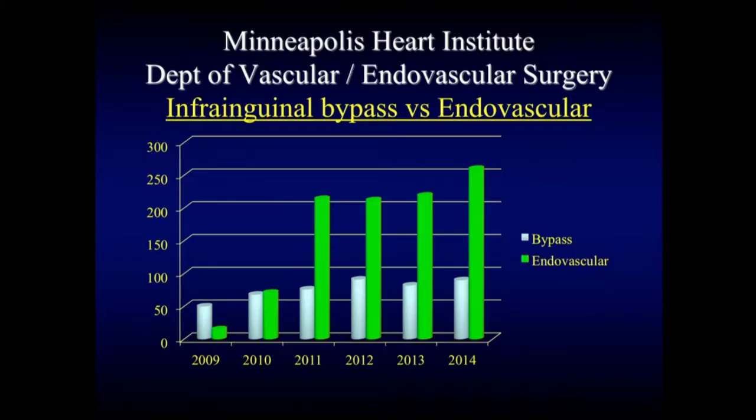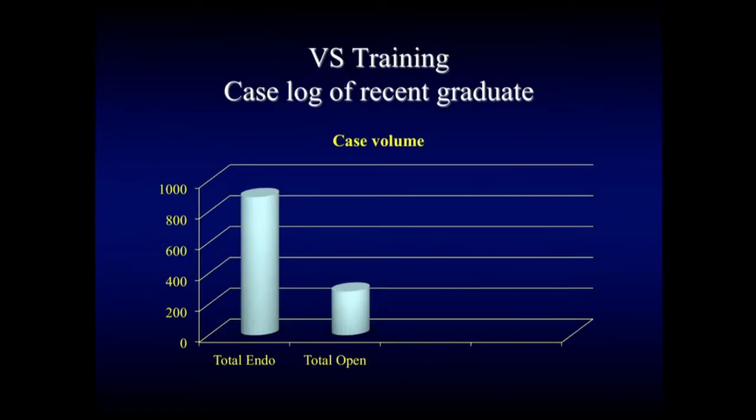In our vascular center, this is data back to 2014. The volume is up about 15% from then, but about 250 endovascular infrainguinal interventions and about 80 lower extremity bypasses. And so we're now almost 4 to 1 in favor of endovascular. And that's reflected in the trainees. So a case log of one of our recent fellowship graduates, he did a little over 800 endovascular procedures and about 200 open cases in the course of 2 years.